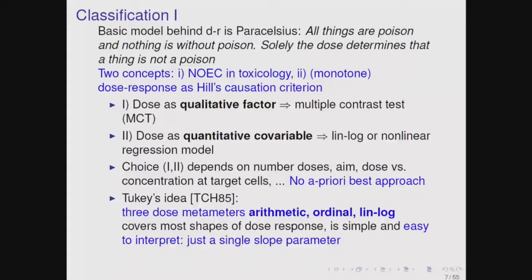The other way around, if you look at the monotone case, not the threshold, is Hill's causation criteria. Hill wrote an important textbook on epidemiology, and one criterion for causation, not just any effect, but causation, is, let us demonstrate a monotonic dose response.